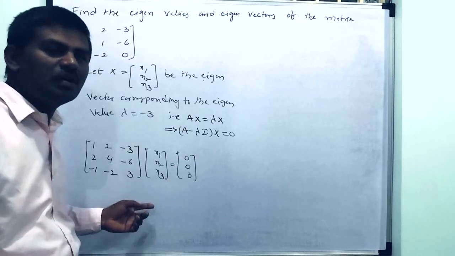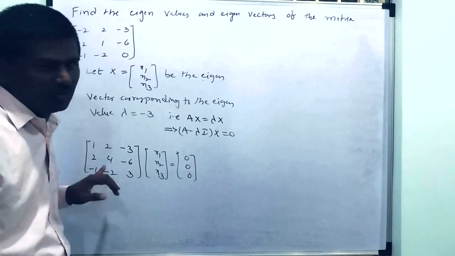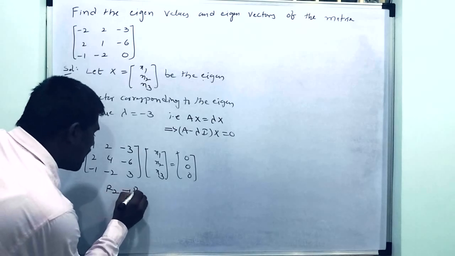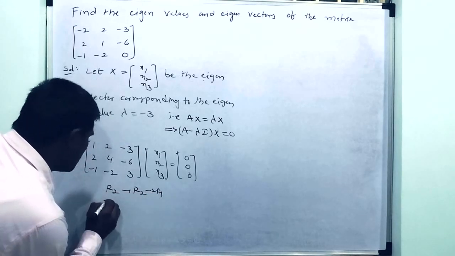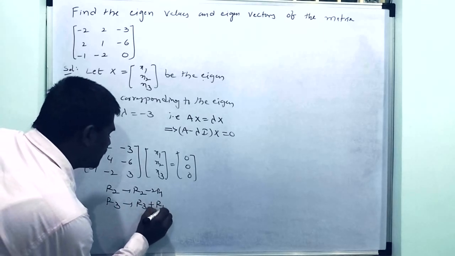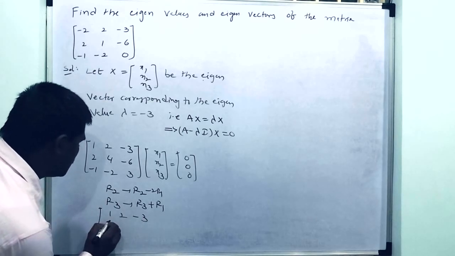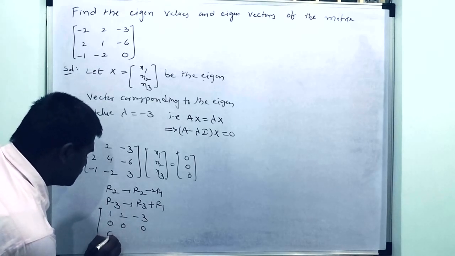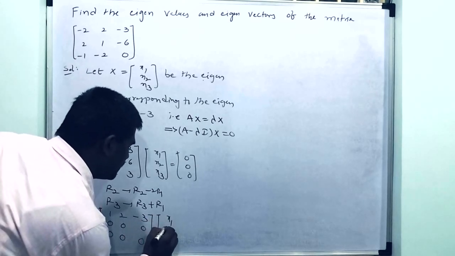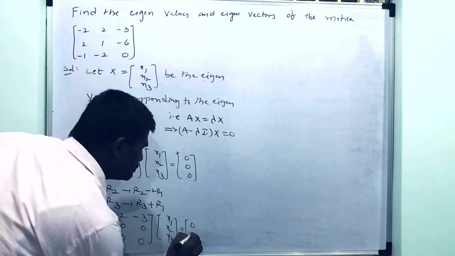You can solve this homogeneous system of equations. So let us reduce this into echelon form. How? R2 tends to R2 minus 2R1, R3 tends to R3 plus R1. Then this becomes 1, 2, -3. This is 0, 0, 0 and this is also 0, 0, 0, into x1, x2, x3 equal to 0, 0, 0.